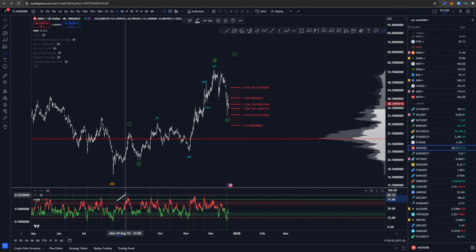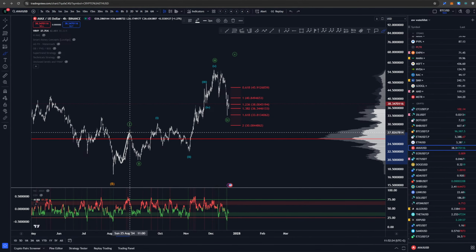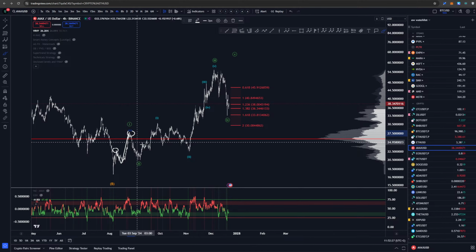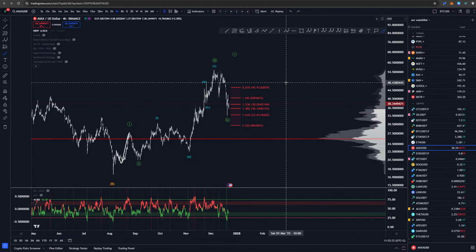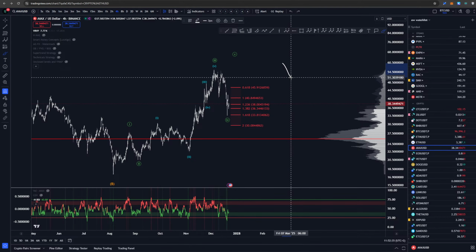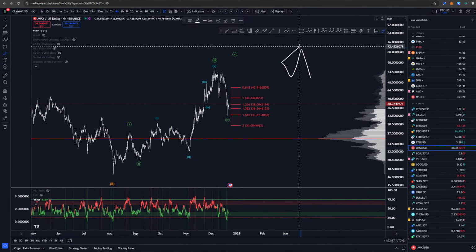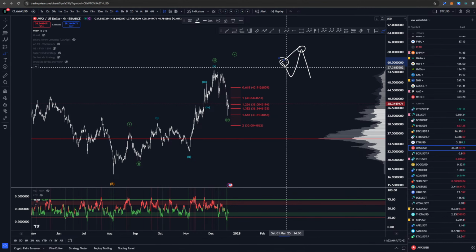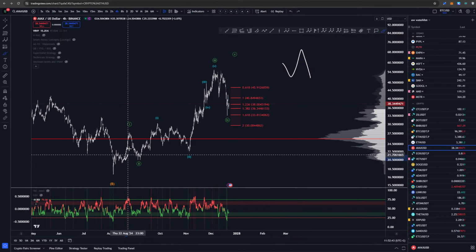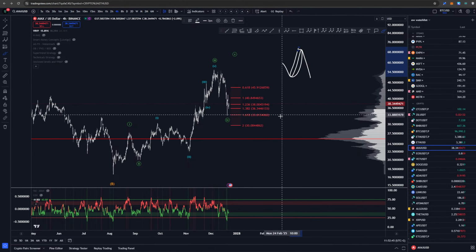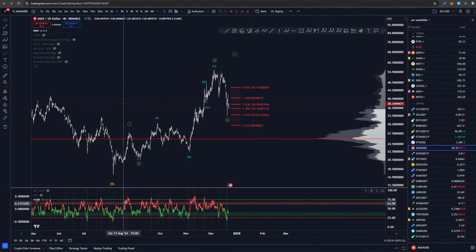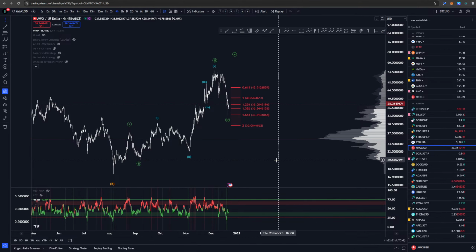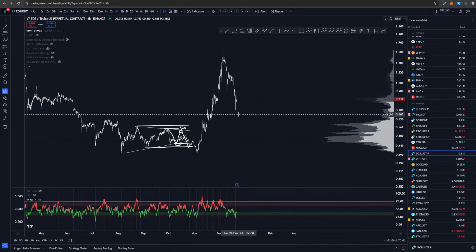There's no divergence here, so it can't really be a diagonal. This is what I would be looking for in a diagonal or a flat, where if we take out a structure here, these would have divergence. That is much more common. But as this structure was so powerful, there's no divergence there, because the momentum is keeping up. But yeah, a lot of these coins now are giving this.